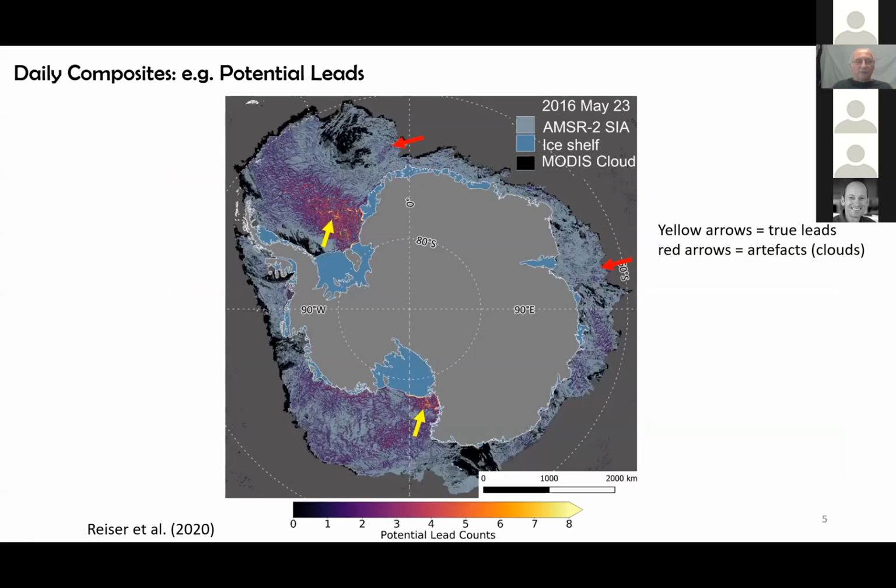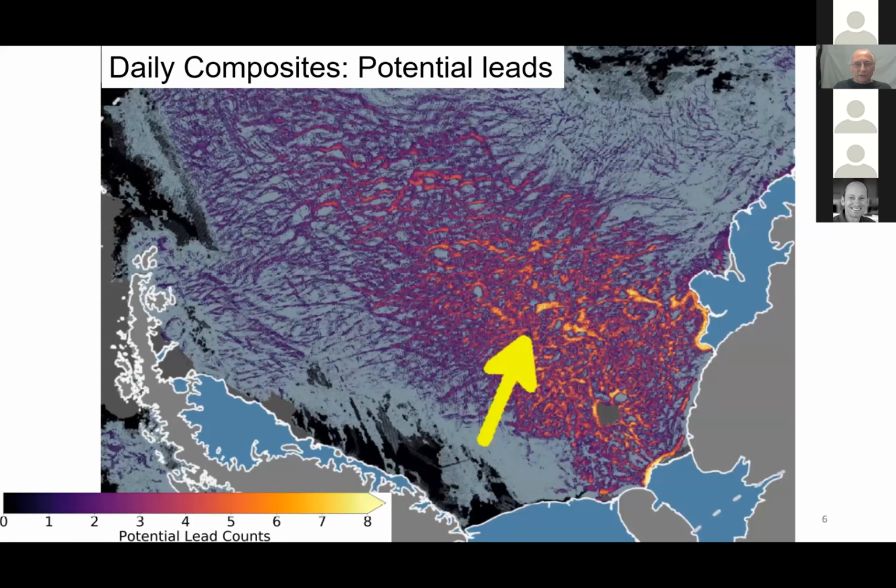What you see here is a snapshot for one day in May 2016, showing the map of where we have sea ice. As background we take the MSR sea ice coverage, and then the MODIS potential leads, which means potential lead counts. Zooming in on the Weddell Sea, which I will focus on here, we see how often leads are detected by warm signatures. Where we have many counts per day, there is quite some certainty that we really have a lead here.